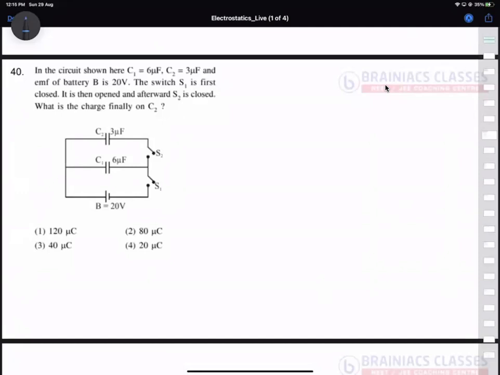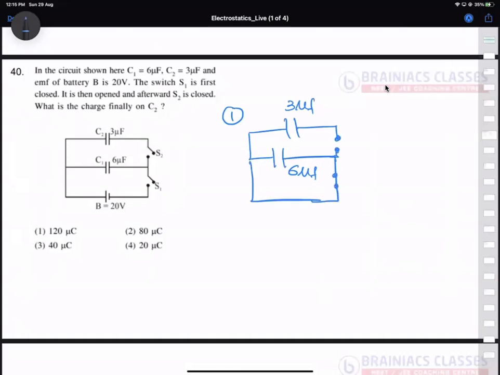Okay, so listen here first. First, which switch is closed? First scenario, so let's put it as scenario number 1. First the 3 microfarad capacitor, then the 6 microfarad capacitor. Listen very carefully, important question. First, S2 is open. Open means no connection. Second case, S1 closed. Closed means it is connected using a wire. So S1 is closed, S2 open.